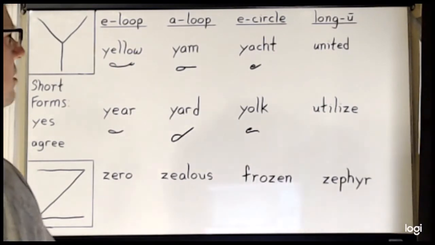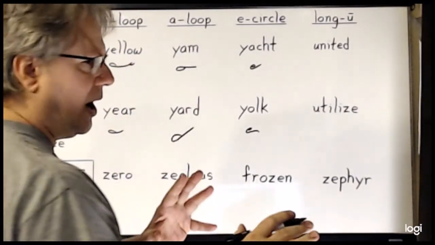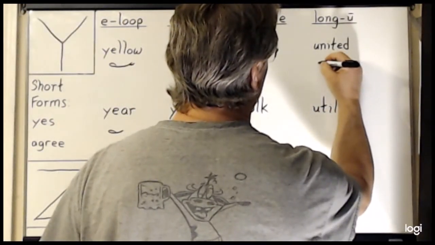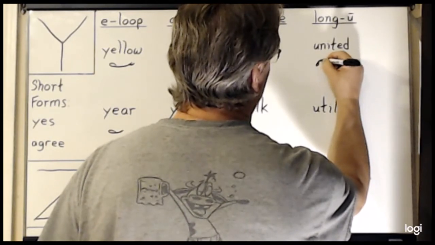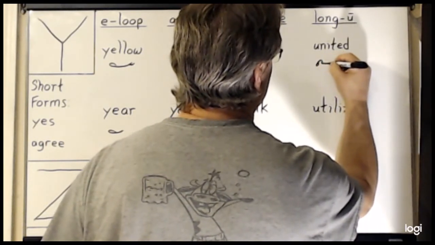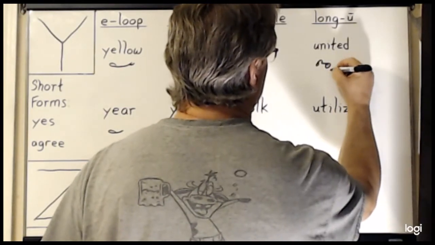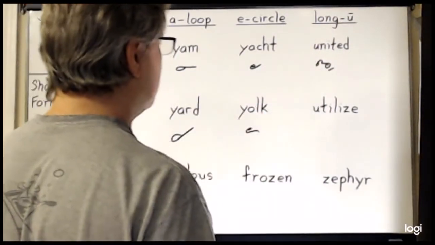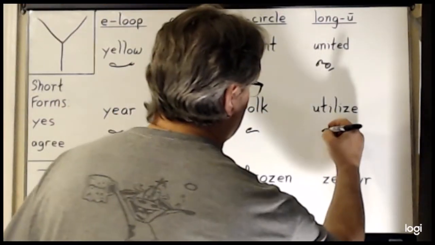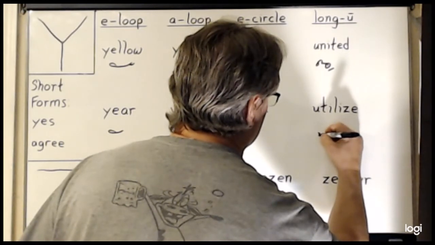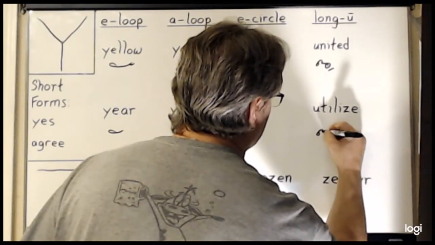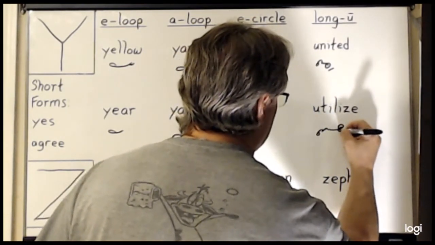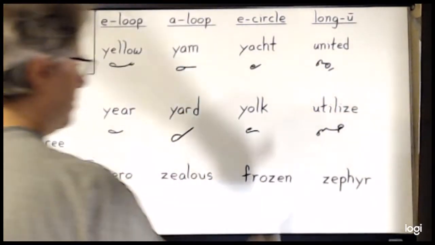And now for the long U vowels that use that Y glide going into it, for united, we'll use the E representing the Y, and the U, the N, long I, and a separate T to represent the past tense in united. And for utilize, we'll just use the E circle, the U, the T, the L, long I, and an S to represent the Z in utilize.